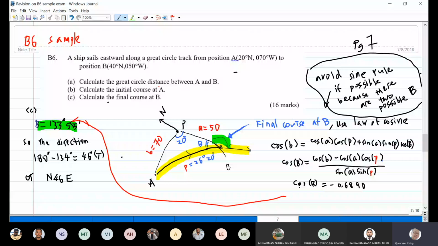Let me WhatsApp this to you. So I have finished all the 6 solutions already. In the middle, I changed the question of B3, C, and B4. I also changed the question of B5. B6, I kept the same question.